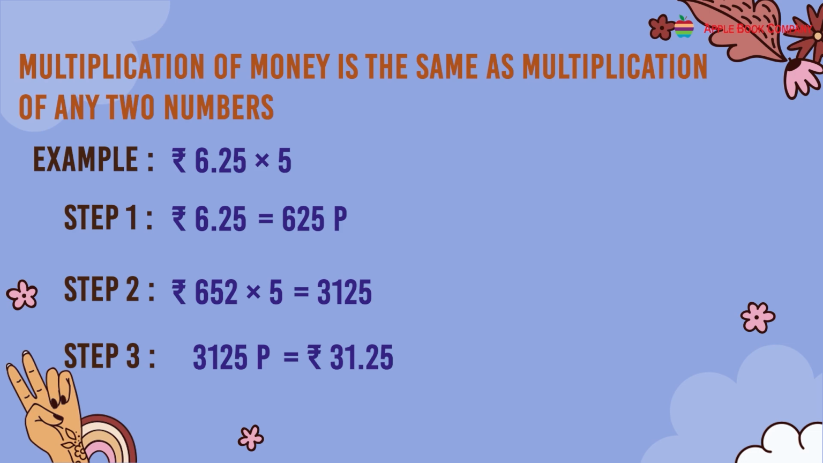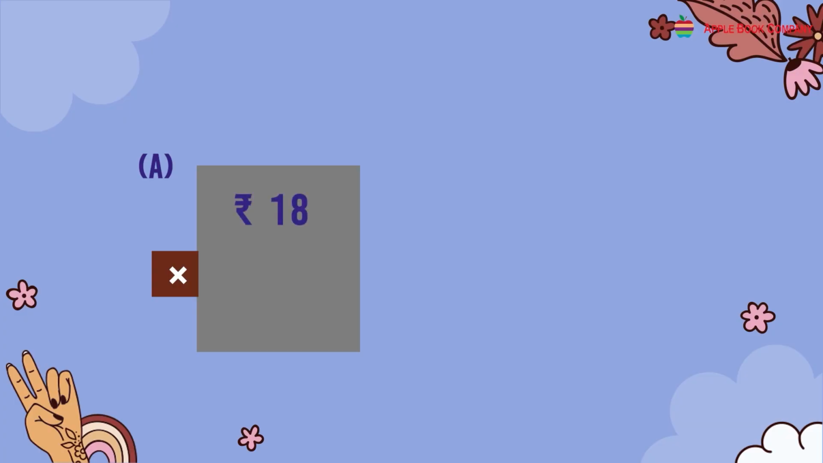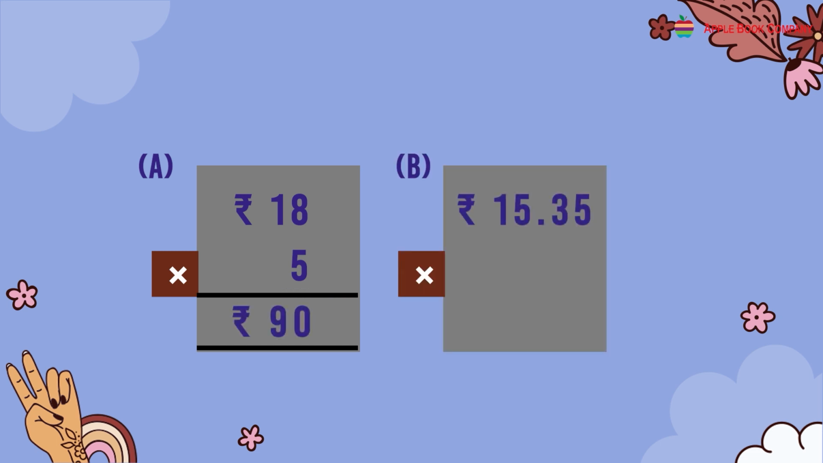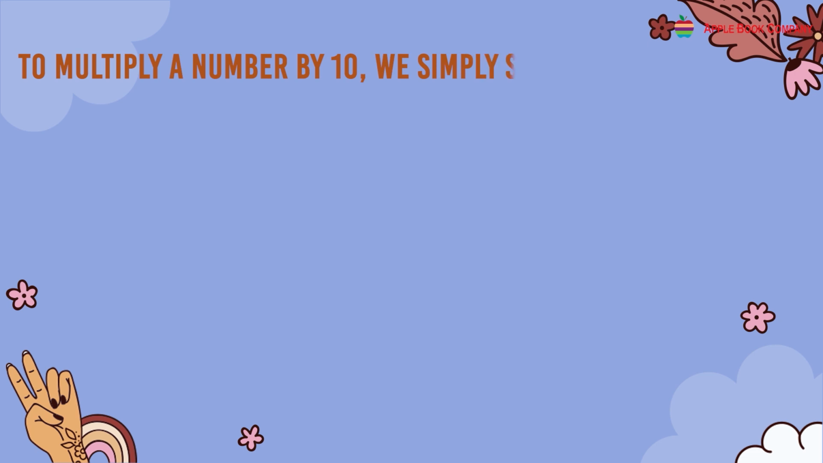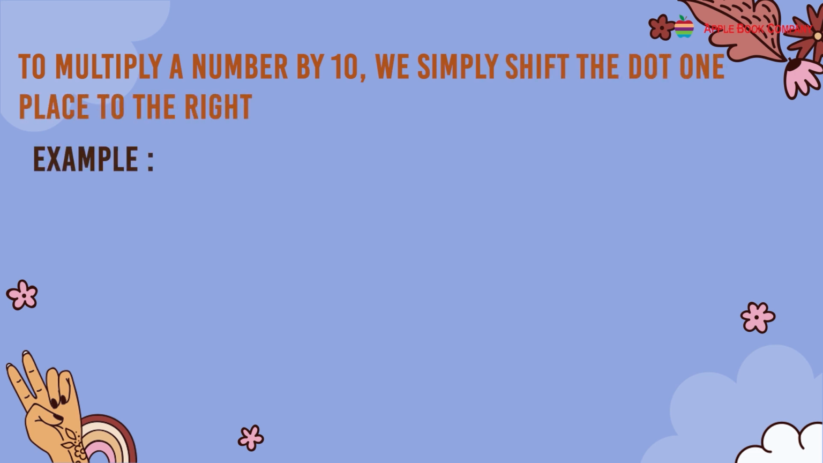Some more examples. Rupees 18 into 5 is equal to rupees 90. 15.35 into 3 is equal to rupees 46.05. To multiply a number by 10, we simply shift the dot one place to the right. Example, 16.50 into 10 is equal to 165.0, which is equal to rupees 165.